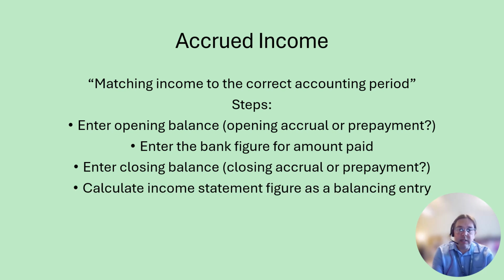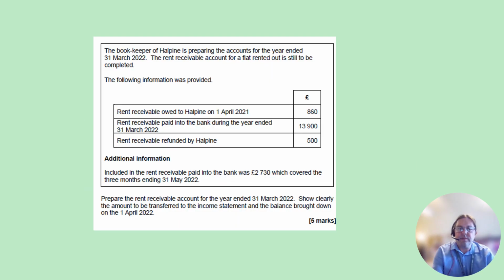We will have an income statement figure as our balancing entry. Well, that would normally be on the debit side of the T account. So we'd have an income statement figure on the debit side, which balances, which will therefore go to the credit side of the income statement. So let's look at a past paper question to show you how this works.